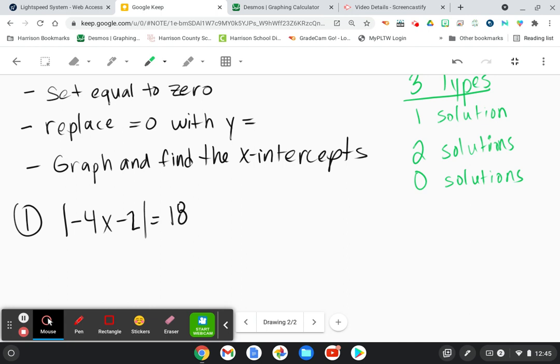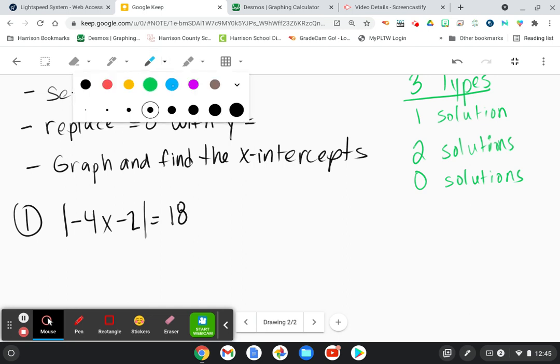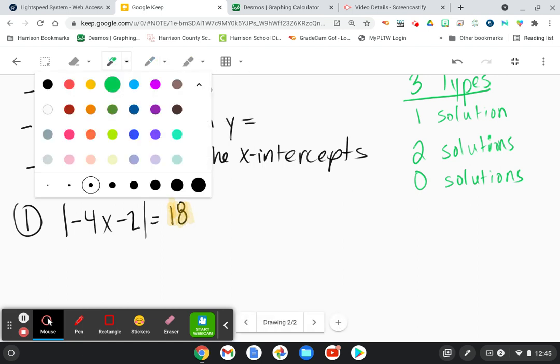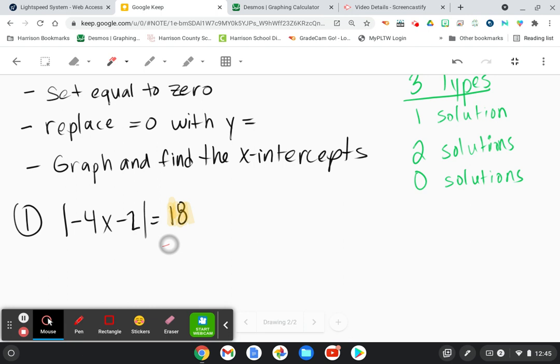If we're going to solve by graphing, the first thing we have to do is set this thing equal to 0. So that means this 18 right here needs to 0 out. Well, that 18 is a positive, so in order to get it to 0 out, we need to make it a minus. But what you do to one side of the equation, you have to do to the other. Now I'm going to draw my balance line here.